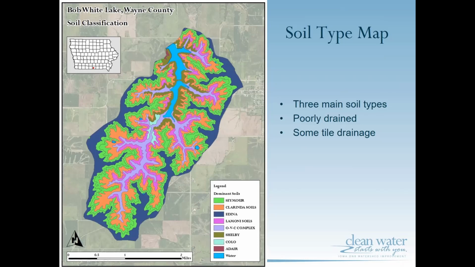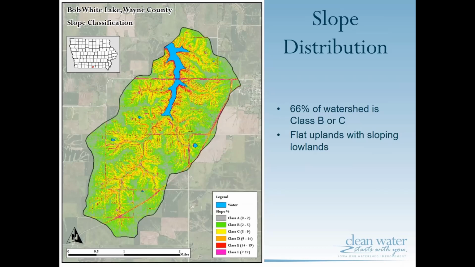If we look at the slope distribution, we can see that down here there are several classes from A to F depending on how steep they are, A being the most flat, up to F being the steepest. We can see that 2/3 of the watershed are either class B or C, so that means between 2 to 9% slope. And it's characterized by flat uplands with sloping lowlands, so flatter up here, steeper down here.